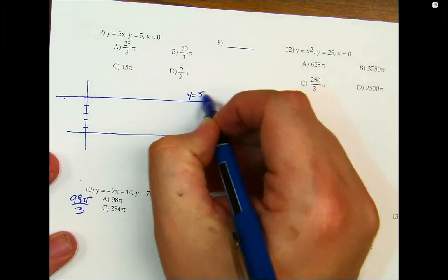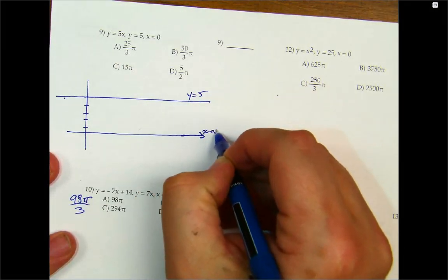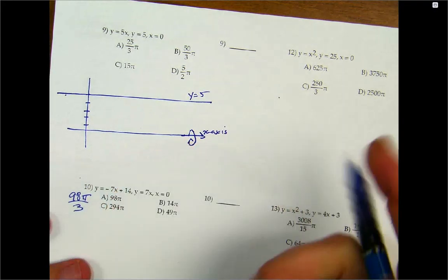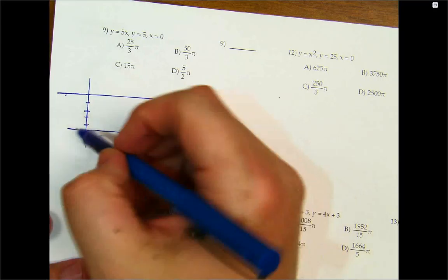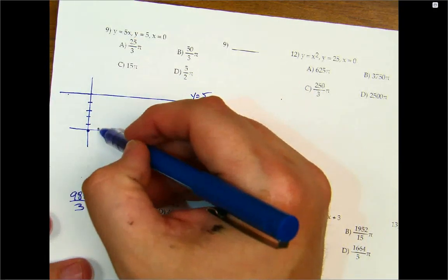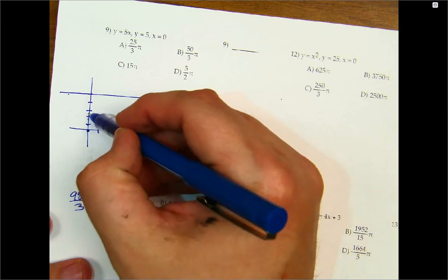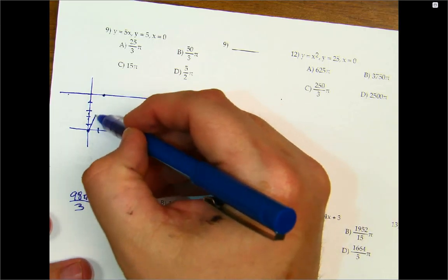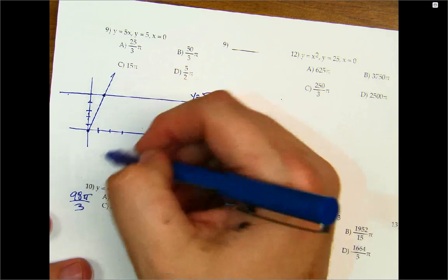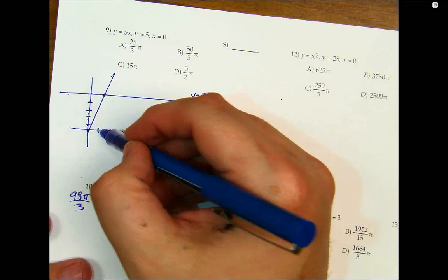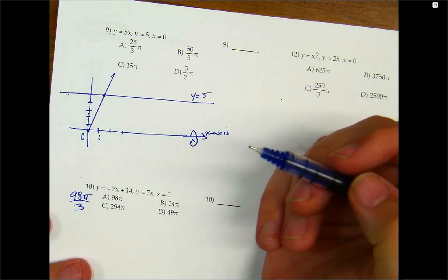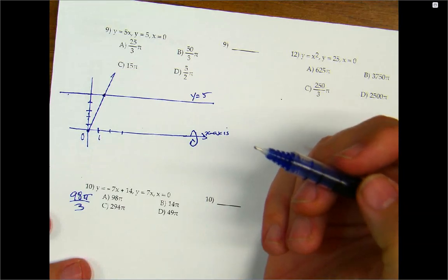And remember, here's the x-axis. And then we have 5x, and it's going to go through the origin. It has a slope of 5, so if that's 1, that's 2, that's 3, 1, 2, 3, 4, 5, it's going to go here. Now, where is it intersecting? What's the region that I'm going to rotate around? Well, I'm going from 0 to 1.